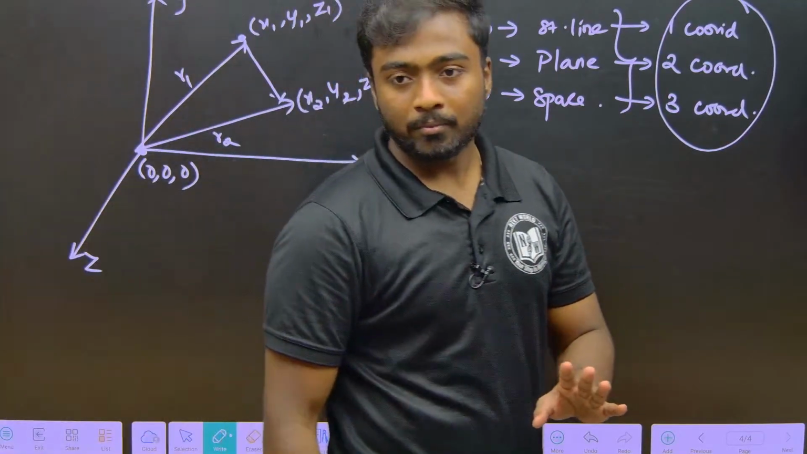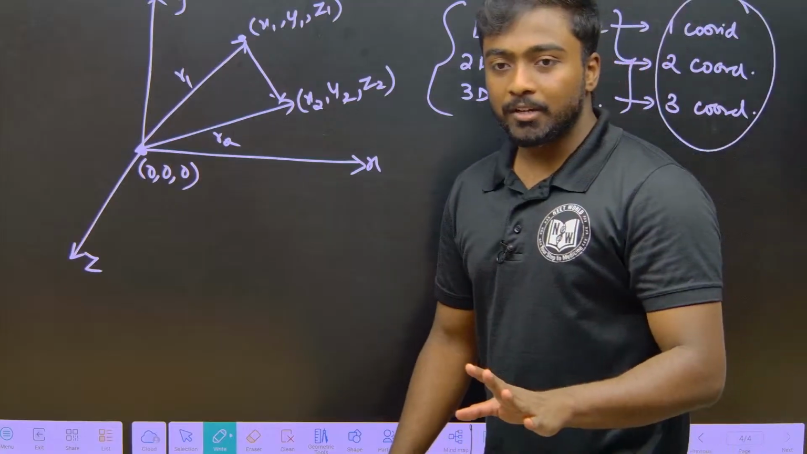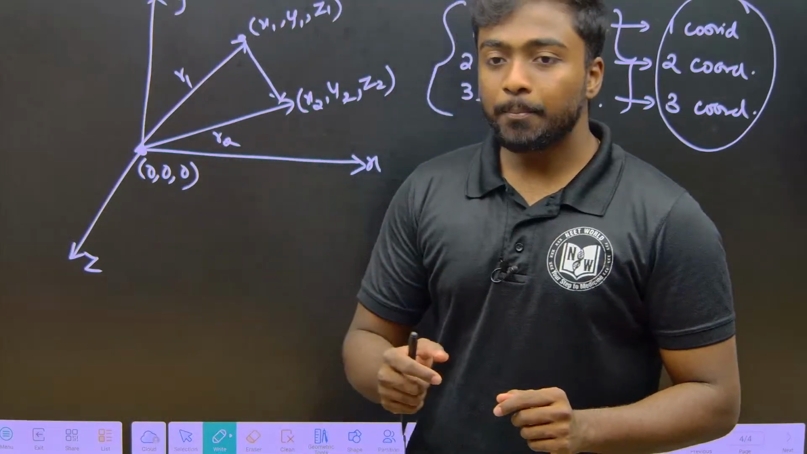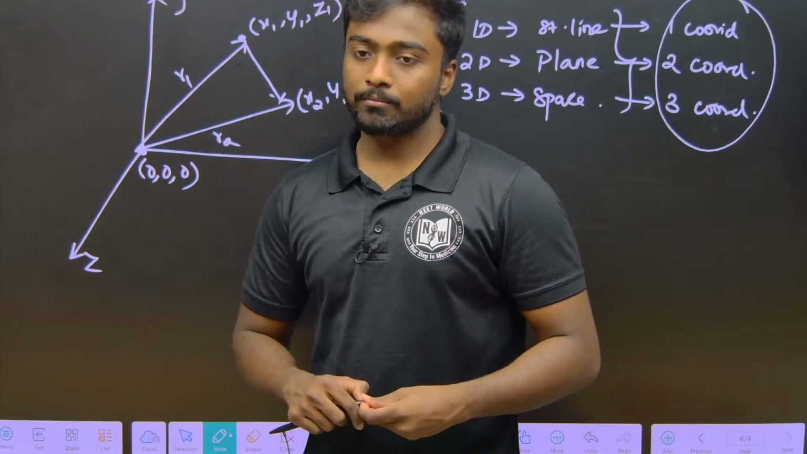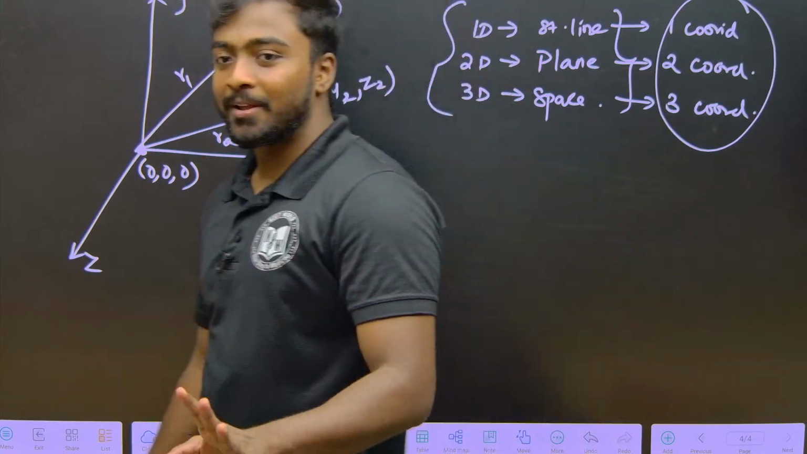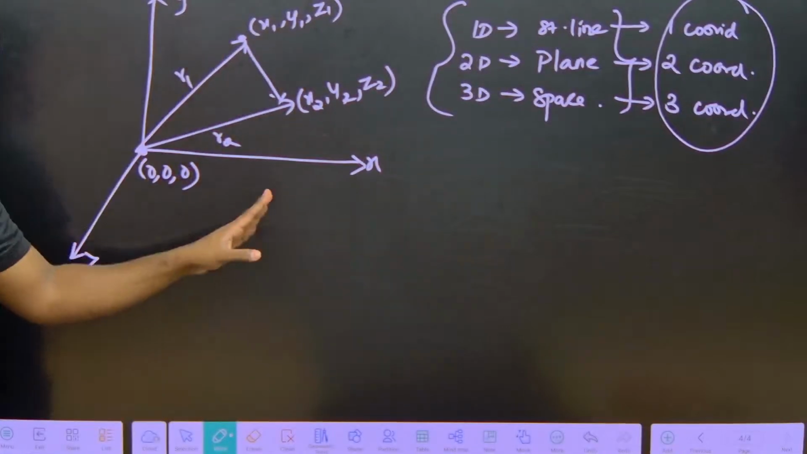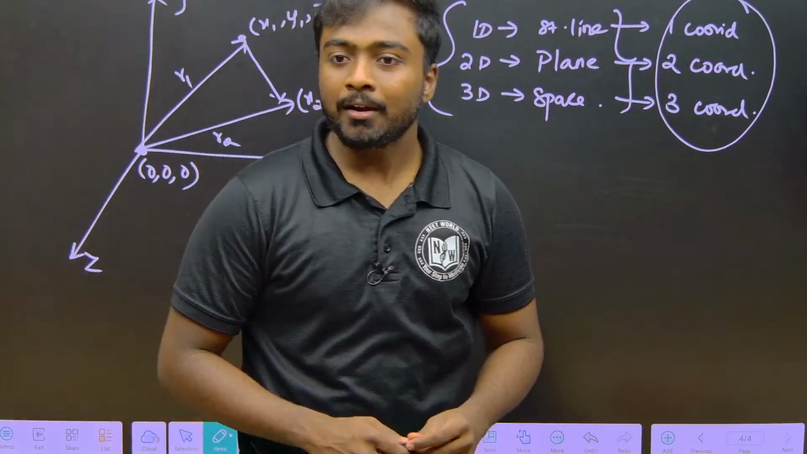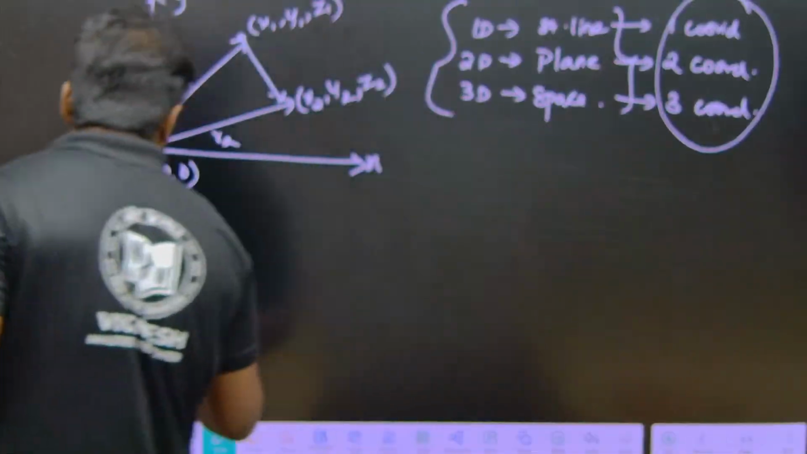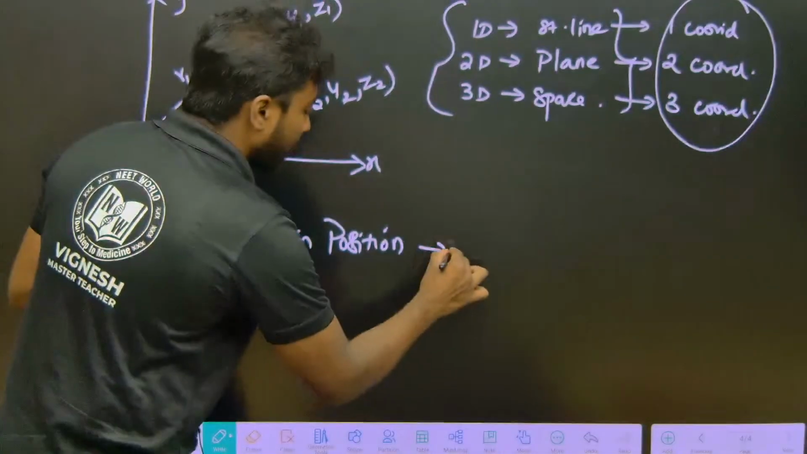Position, we know, means locating some object with respect to the origin. Displacement means change in position with respect to the origin. Change in position is nothing but displacement. First thing, it's position, you understood. Second point is displacement: change in position. Change in position is nothing but displacement.